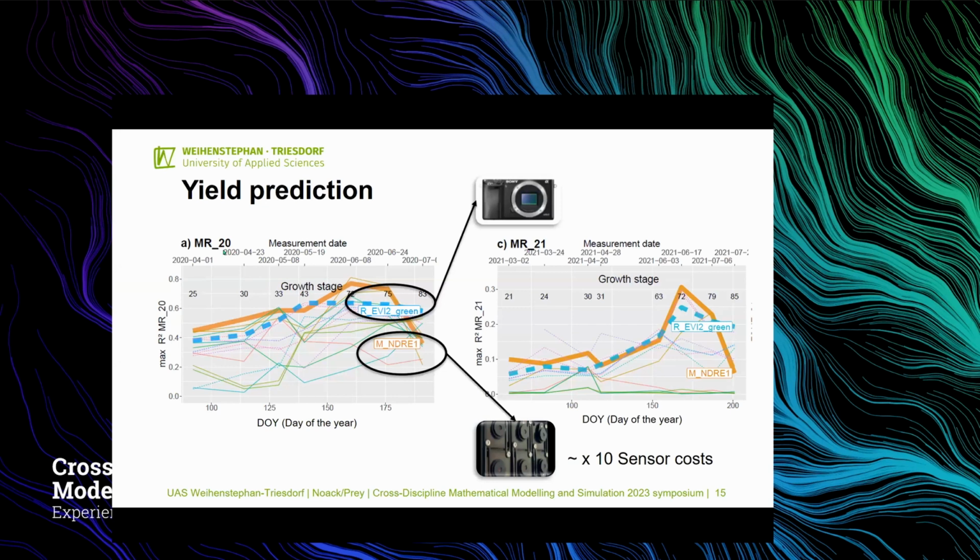That was the year 2020, and if we look at the year 2021, which was different with respect to weather, we can see that the patterns are completely different. What you can see on the y-axis is that the R squareds in 2021 were much, much lower. So we were not able to properly predict yield in 2021, although we used the same models and we took photos at the same growth stage.